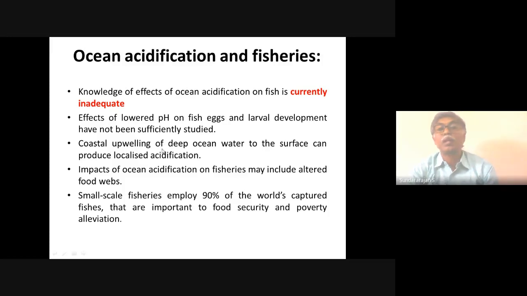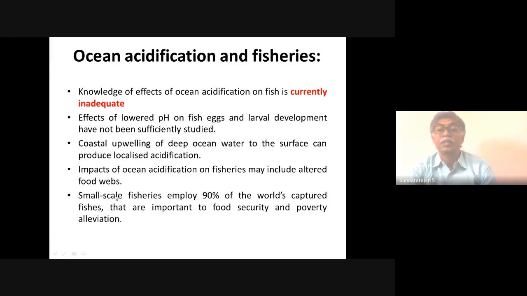Also, coastal upwelling of deep ocean water to the surface can produce localized acidification. These upwelling processes occur and are recorded more frequently, but very few studies have so far been conducted with quantitative measurement. Quantitative studies are very few. The impact of ocean acidification on fisheries may include altered food webs. Once the food web is altered, it affects our blue economy, the fisheries, also.